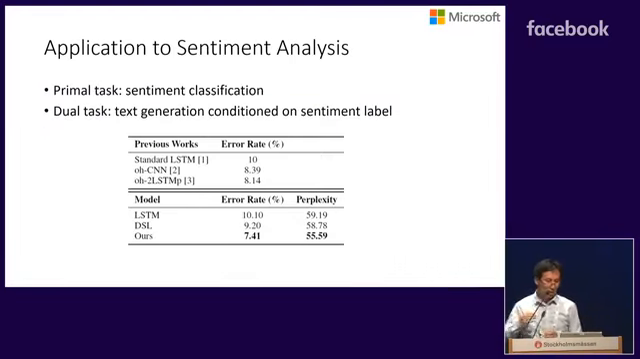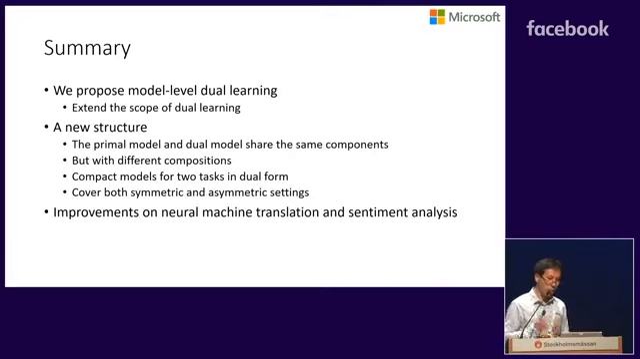We applied the methods on sentiment analysis. Here we show the results. You can see that we can reduce the error rate compared with LSTM or dual supervised learning, and we can also reduce the perplexity of the text generation. Here is a summary. We propose model-level dual learning, with an extended scope for dual learning, and we propose a new structure. The two models share the same components but in different order, so that we can achieve model compactness, and we can cover both symmetric and asymmetric settings.